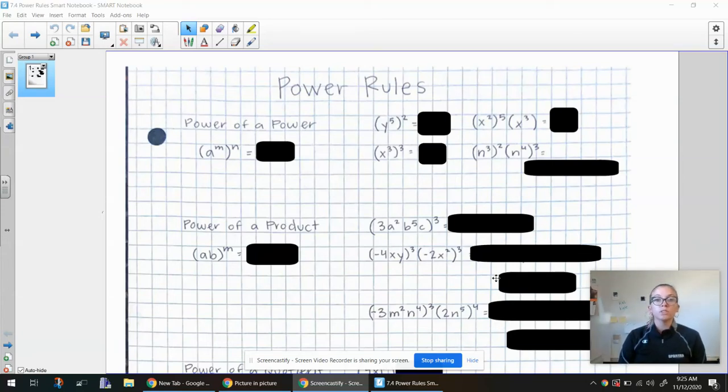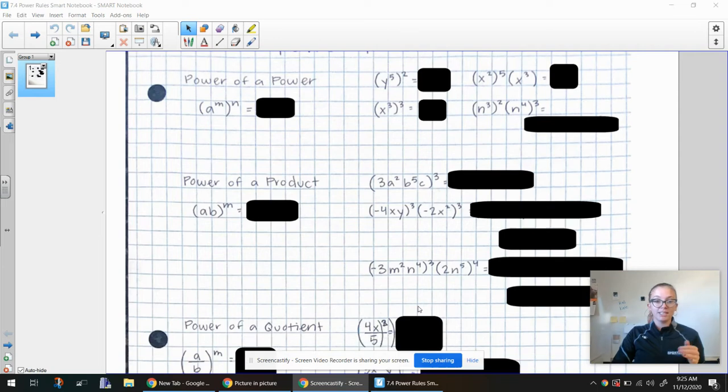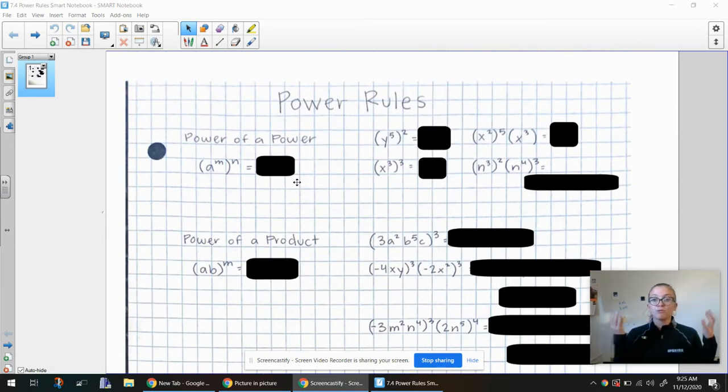So the power rules are going to be rules for exponents when we are raising a power to another power. There's three different rules we're going to talk about today. The first is power to a power, then power of a product, and power of a quotient. You'll notice that all of these rules really connect. It's really one rule that we're applying in three different places, but they do have different names, so I'm going to introduce them separately.